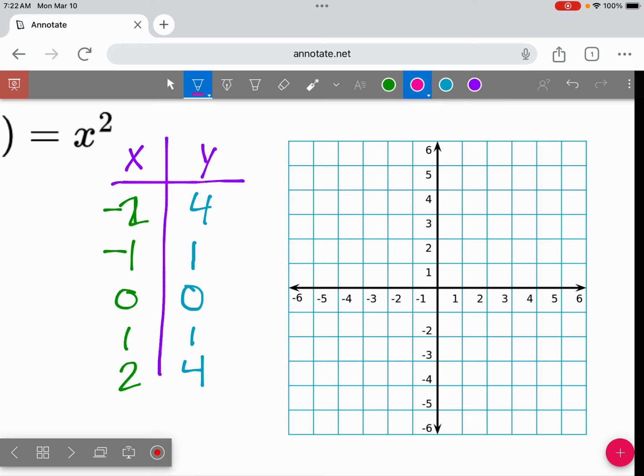But this gives us our points to plot up. So we've got our -2, +4 gives us a point up here. My -1, +1 gives me a point right here. My 0, 0 is a point right here.